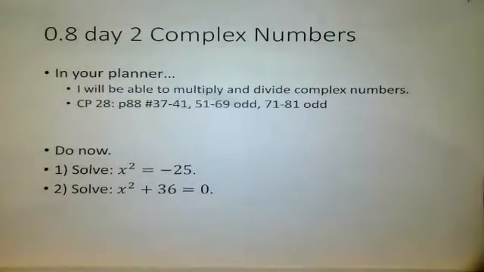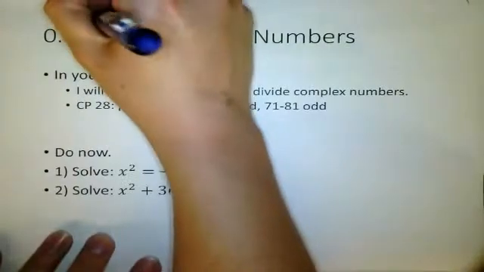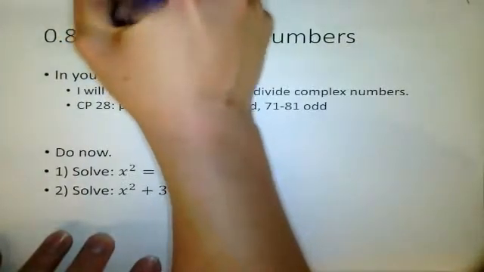The complex number system, which is what we actually live in. Today is 9, 10, 19.